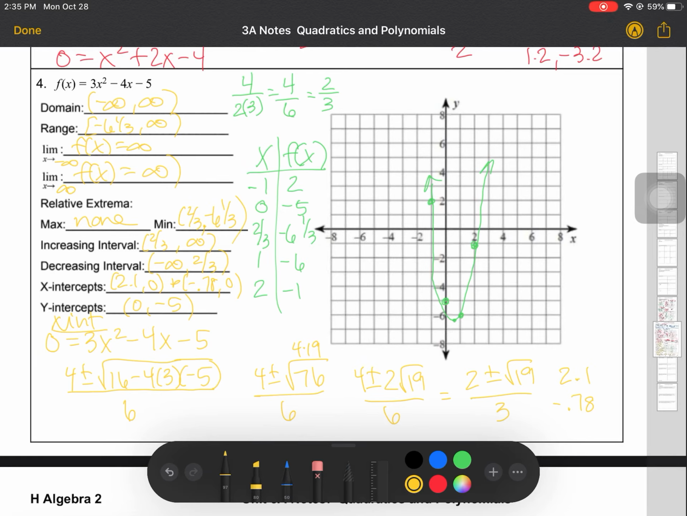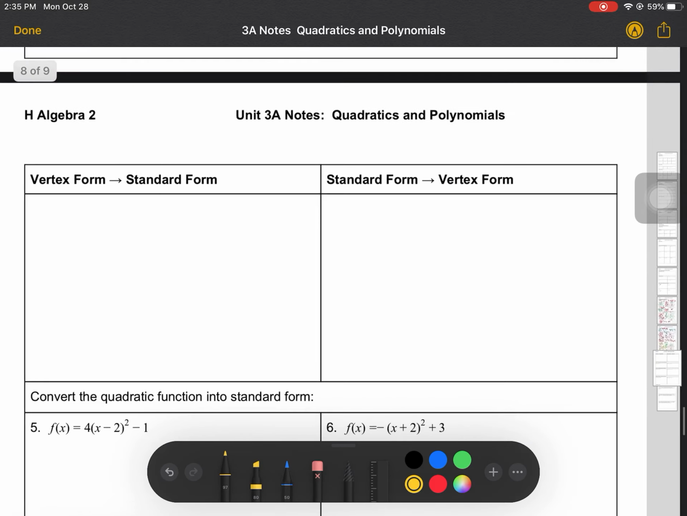But what we're going to talk about next is actually how you can convert back and forth between both forms. So if I give it to you in vertex form, you can actually rewrite it in standard form if you want to be able to graph everything that way. And vice versa. If I give it to you in standard form, but you want it to be in vertex form because you prefer graphing with that method, there is a way to transfer it over. So that's what we're going to talk about next.